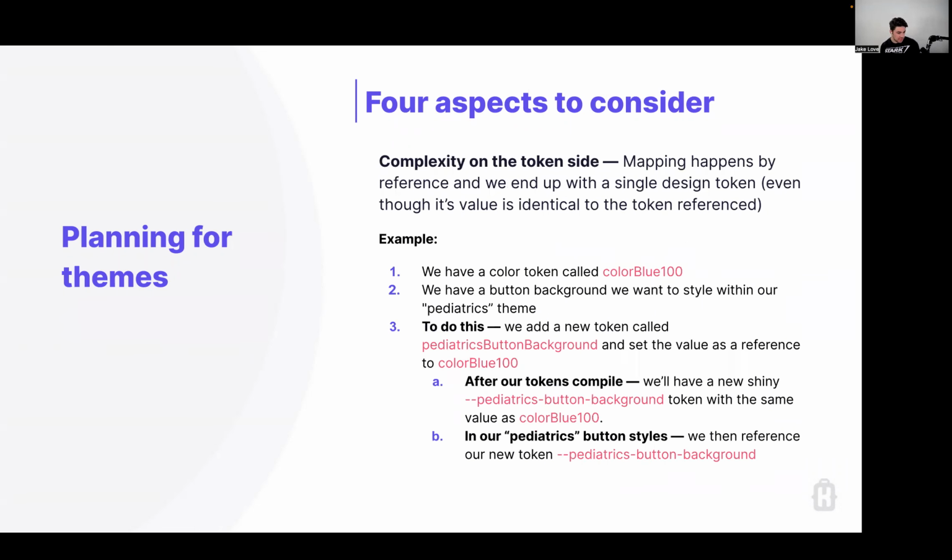When we talk about complexity on the token side, what we're talking about is mapping that happens by reference, and we end up with a single design token value, even though that value is identical to the token that it was referenced from. An example of this would be that we've got a color token called color blue 100, and we've got a button background we want to style within our pediatrics theme. And so to do this, we'd add a new token called pediatrics button background and set that value as a reference token to color blue 100. After our tokens were compiled, we'd have a new shiny pediatrics button background token with the same value as color blue 100. And then, of course, in our pediatrics button styles, we reference that token, and then it's applied from there.